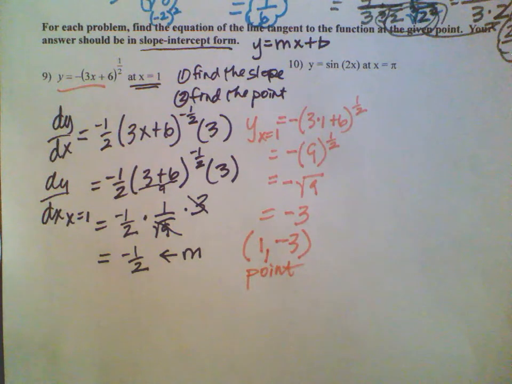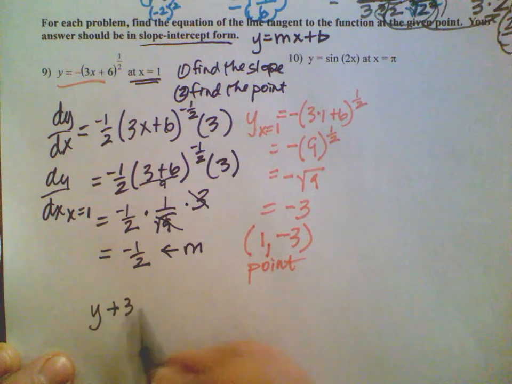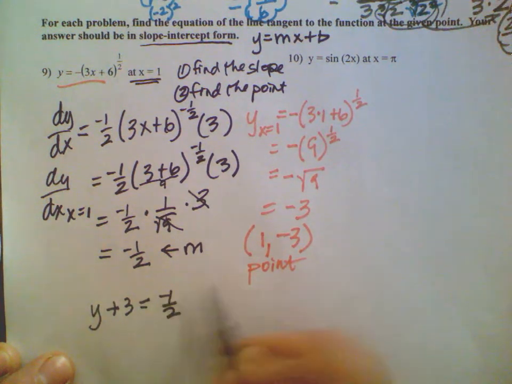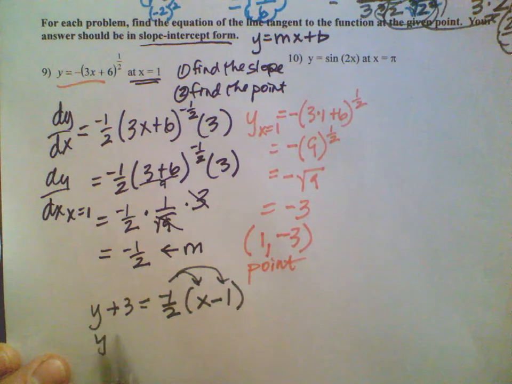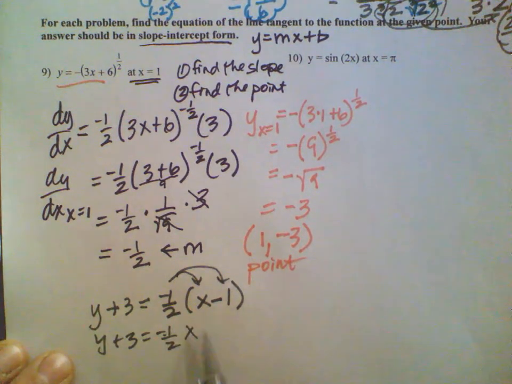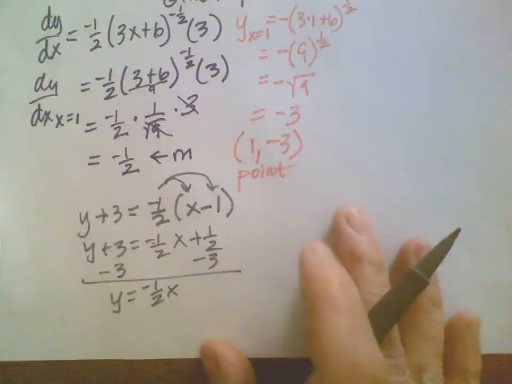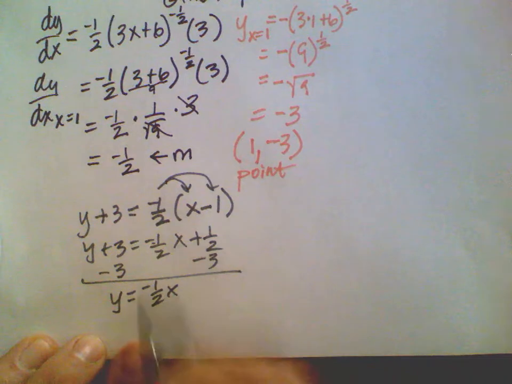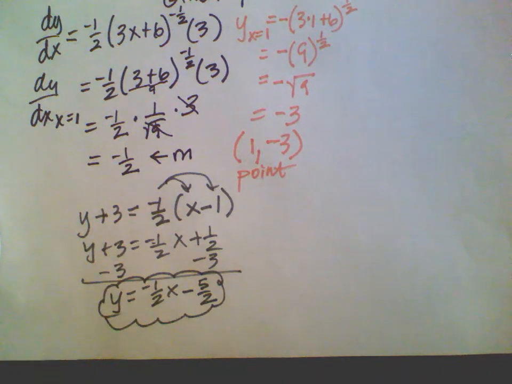I'm going to go ahead and plug that into point slope form first and then readjust it to get the slope intercept form. So it's y minus y1 equals the slope times x minus x1. And now I'll distribute: y plus 3 equals negative 1/2 x plus 1/2. And I'll subtract 3 from both sides. So y equals negative 1/2 x, sorry, y equals negative 1/2 x minus 5/2. And so there is my slope intercept form of the equation.